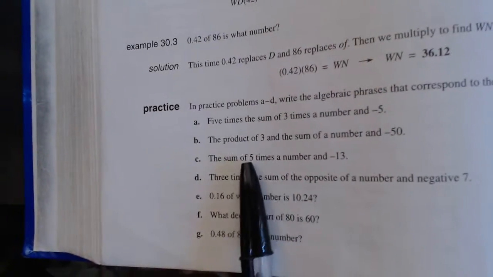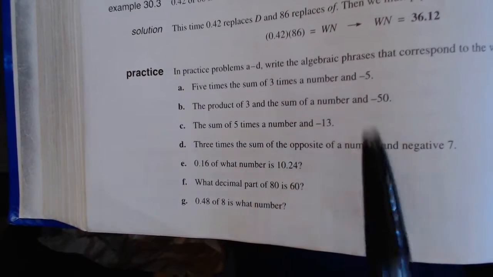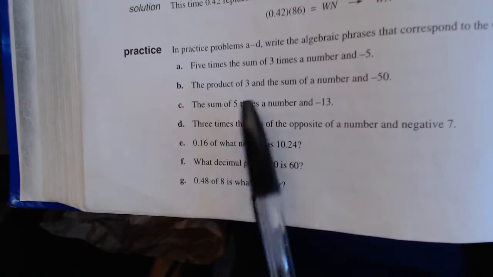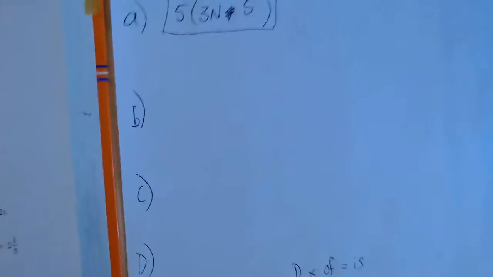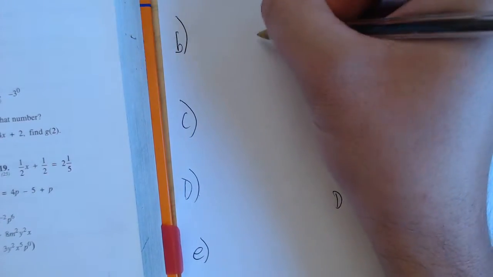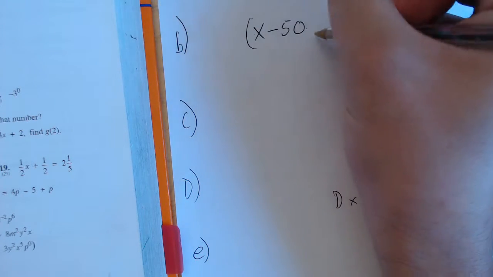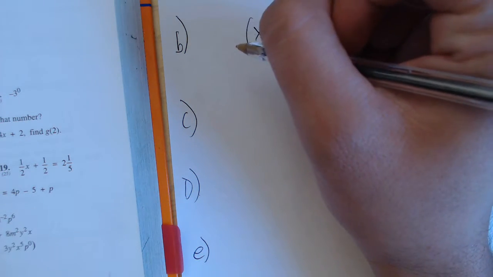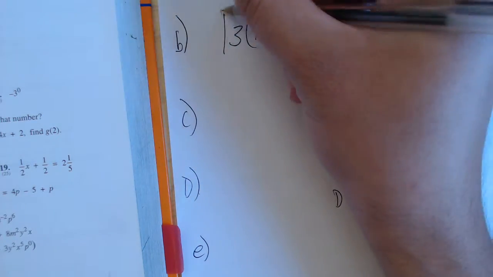Now for B. They tell us the product of 3 and the sum of a number and negative 50. So we have to multiply 3 times a sum. The sum is going to be a number, which we're going to represent as x, and negative 50. We can represent that whole idea as our sum, and then we have to do the product of our sum and 3. So 3 times the sum, and that's how we would write that one.